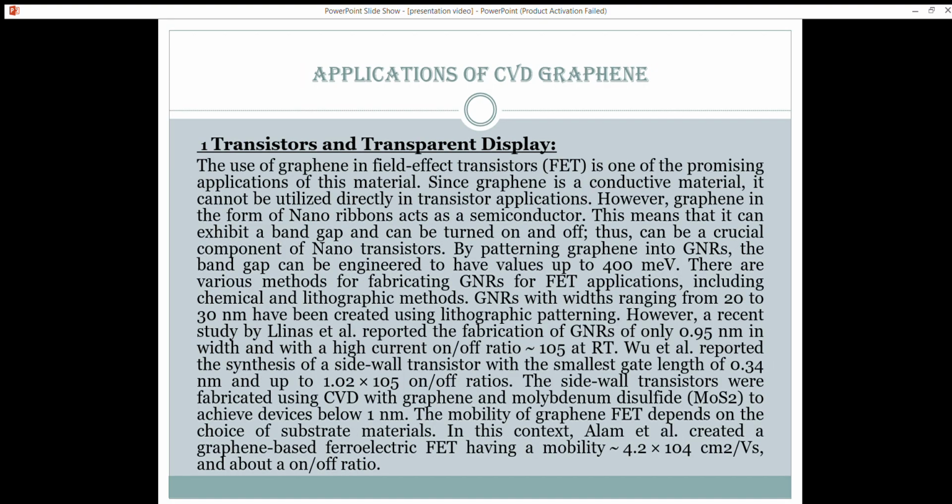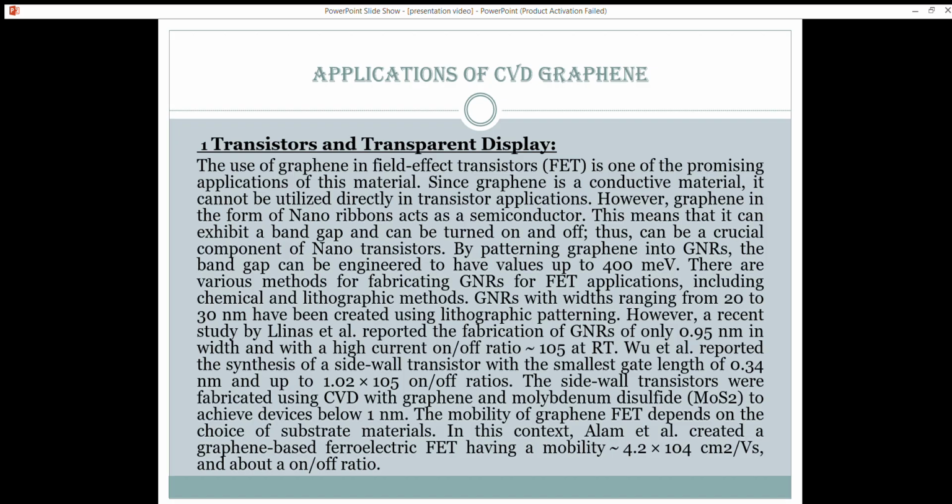Now we will move toward the applications of CVD graphene. What are the applications of the chemical vapor deposition method graphene? In the first stage, transistors and transparent displays. The use of graphene in field effect transistors (FETs) is one of the promising applications of this material. So what is basically a transistor? Transistors are basically used in electronic devices like computers, cell phones and robotic systems.